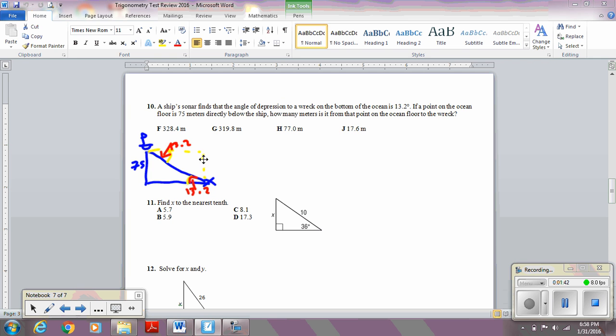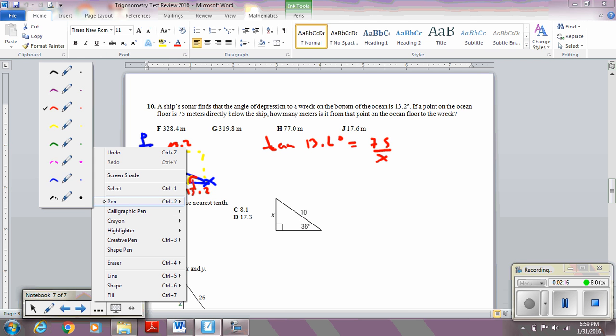And we're looking for how many meters from the point on the ocean floor below the ship to the wreck. So this side of the triangle is X. We can use tangent from the angle of elevation, because we have 75, which is opposite, and X, which is adjacent. So the tangent of 13.2 degrees is equal to 75 over X.